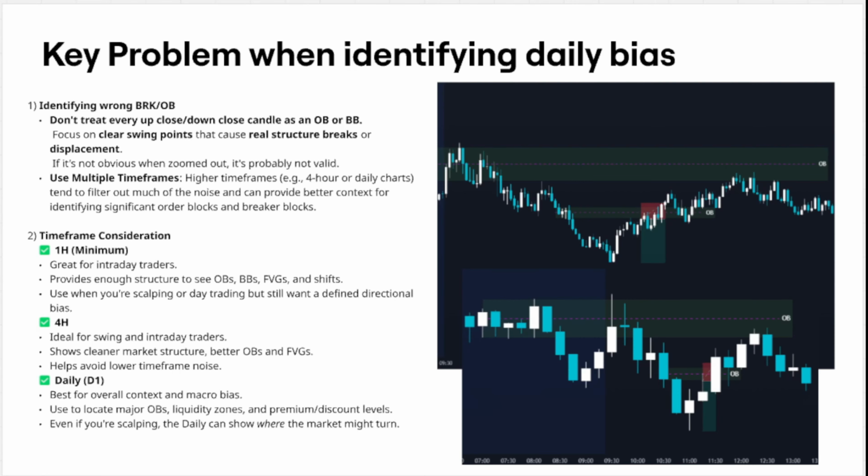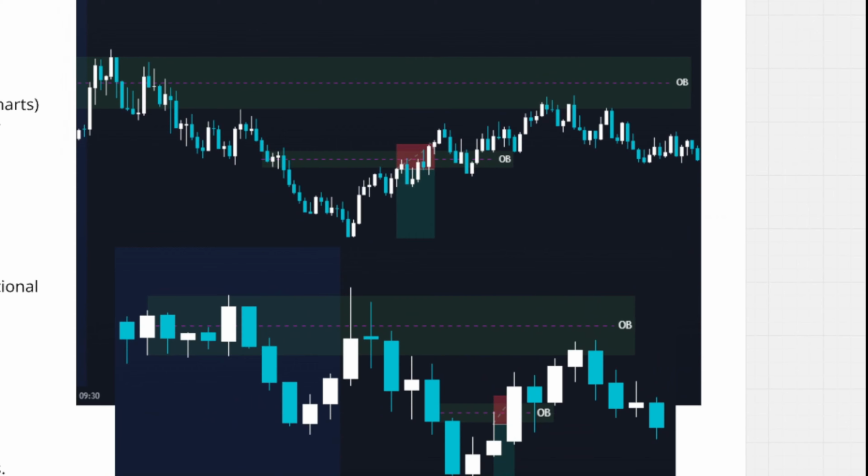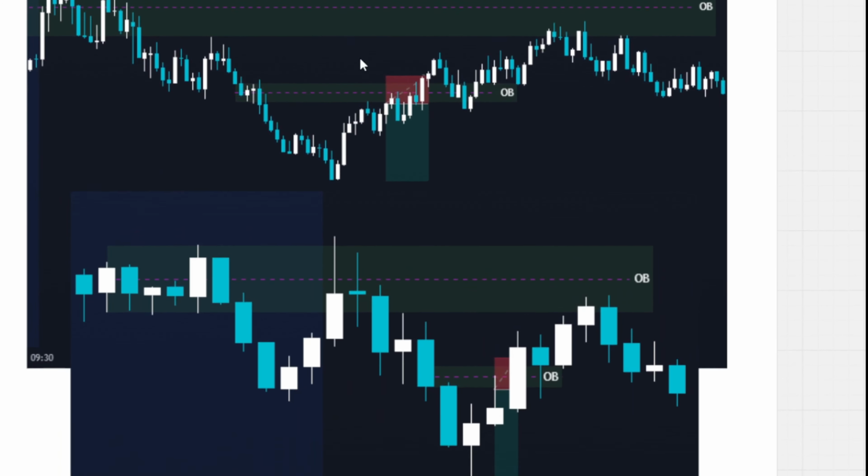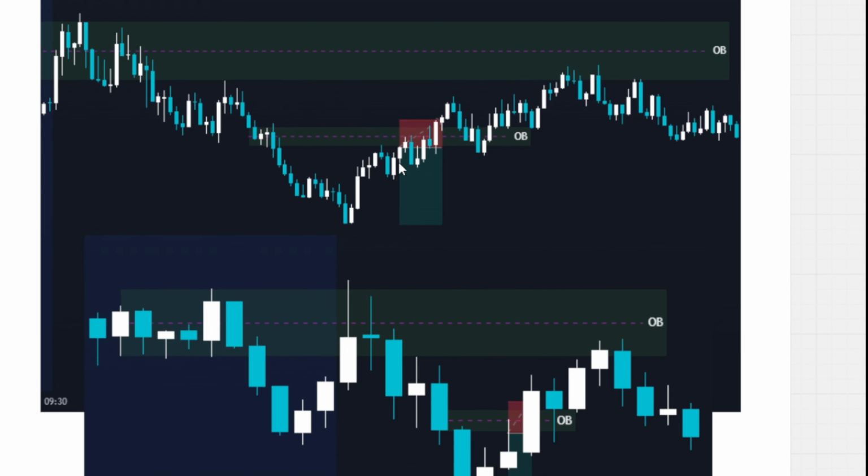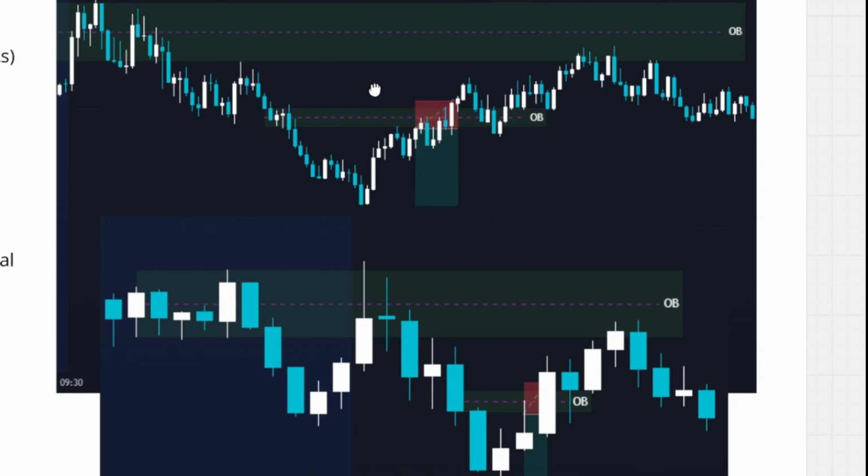For example, let's take a look here. This is essentially a 1 minute up here. You can see there is some sort of order block here. There's, let's say, a 2 up-close candle, and then also there's technically a breaker here. They enter here and then they expect the price to continue moving lower, which is true, right?